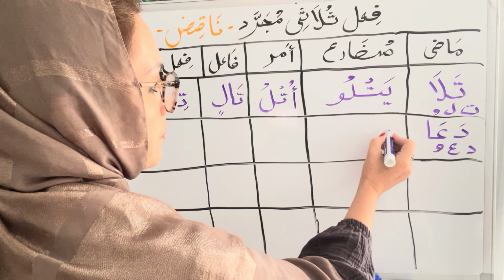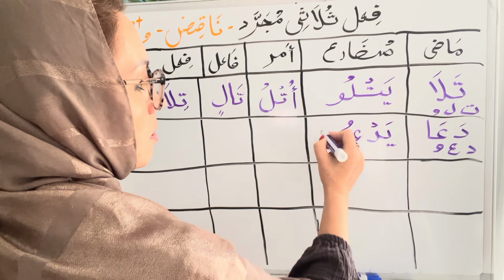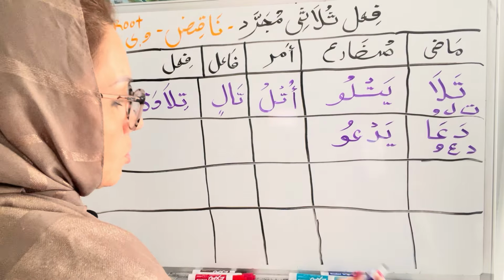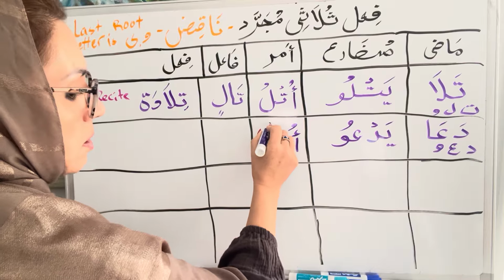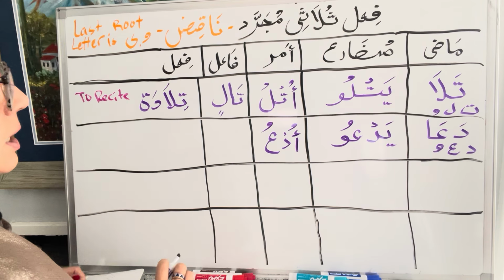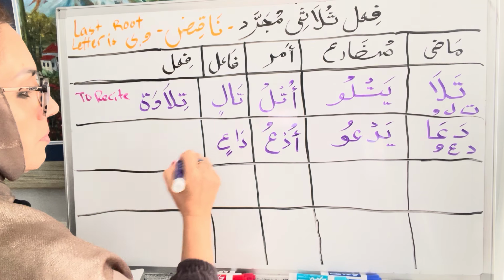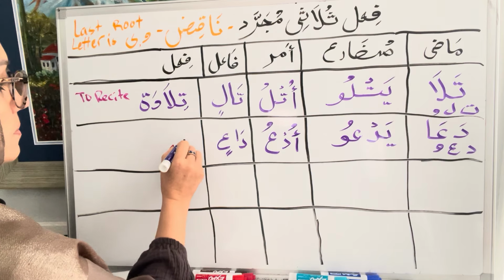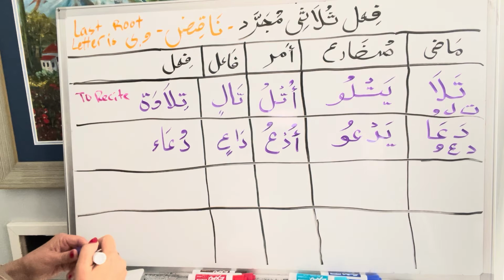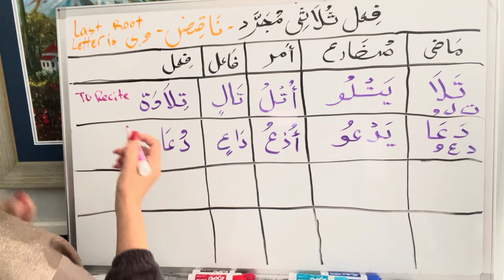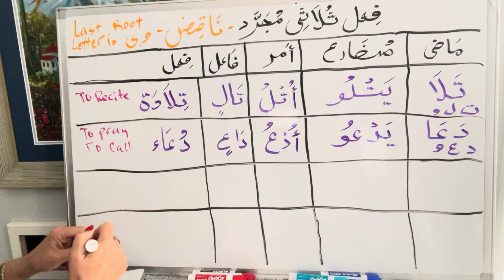So it falls on the same pattern. Yad'u. Okay. Ud'u. And then da'in. And then it becomes du'a. Du'a, of course, means to pray, to call.